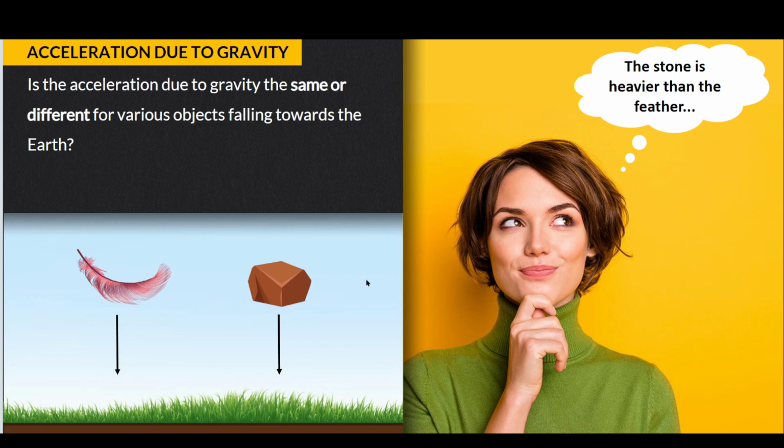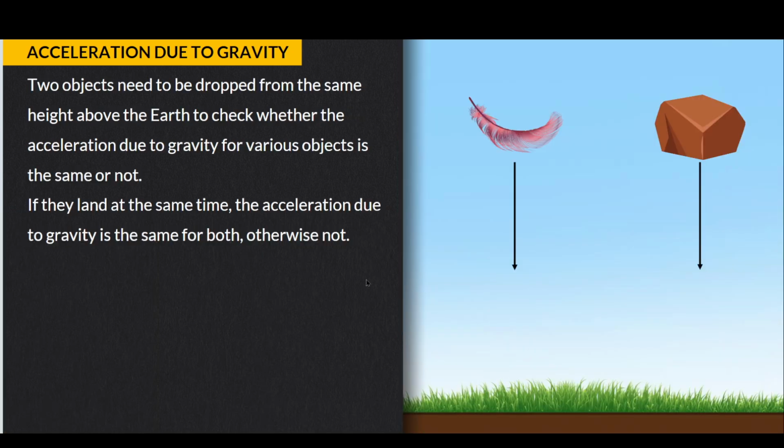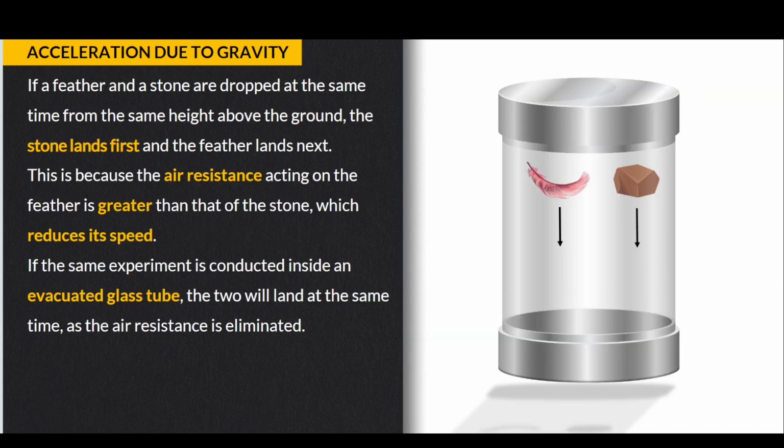Yes, stone is heavier than the feather. So for them, should the acceleration due to gravity change? So let's see. Two objects, if you take them and drop them from the same height to check if they land at the same time, that means the acceleration due to gravity is the same, otherwise not. So if, let's say, you take a box, you keep the air resistance 0.